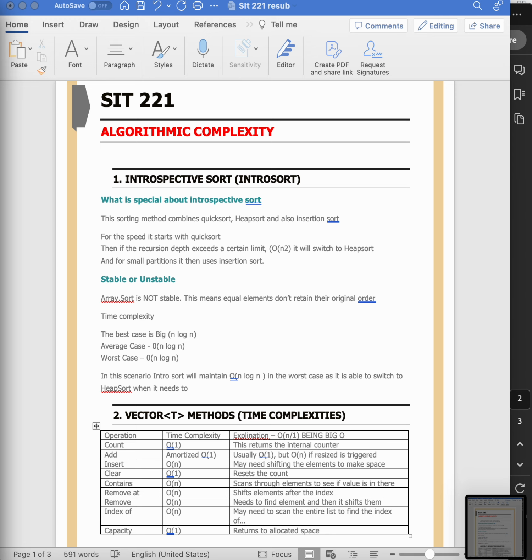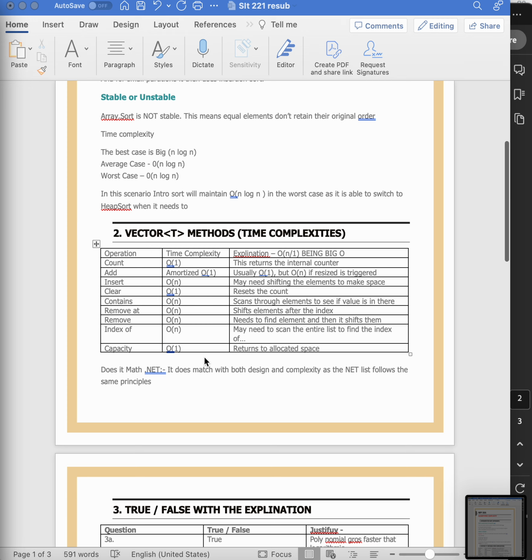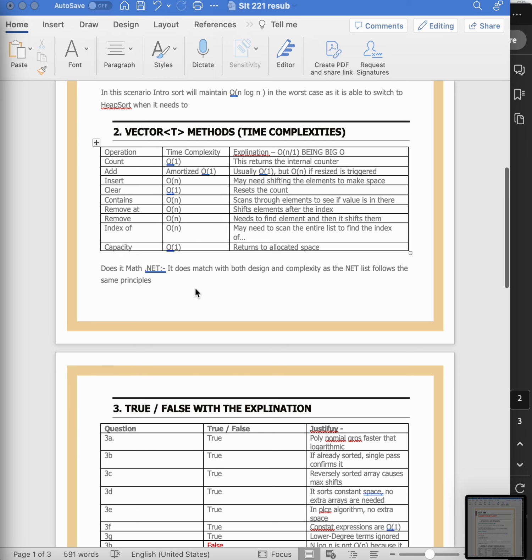Index of: you may need to scan the whole list before you find the index, because it goes through them all to find the item. And then capacity just gives you the length of the array, so that's simply constant. Does it match the .NET? It does. It uses the same approach, dynamic arrays with resizing and shifting logic, and the time complexities are the same.